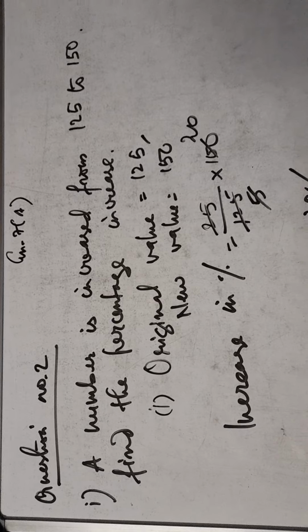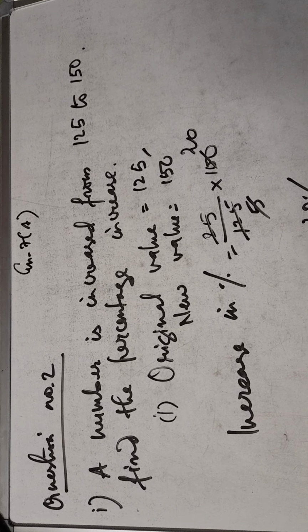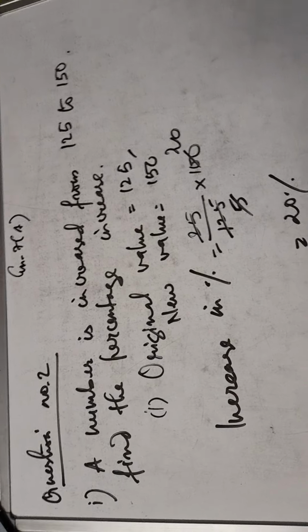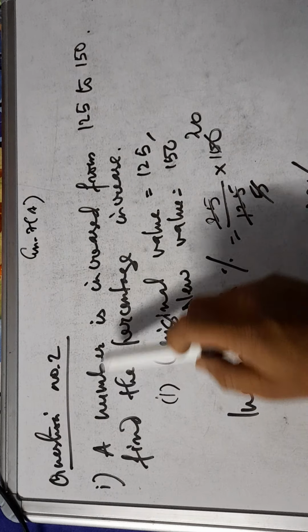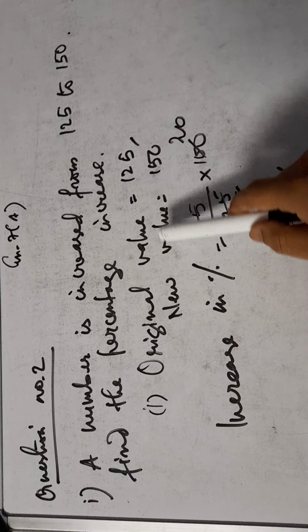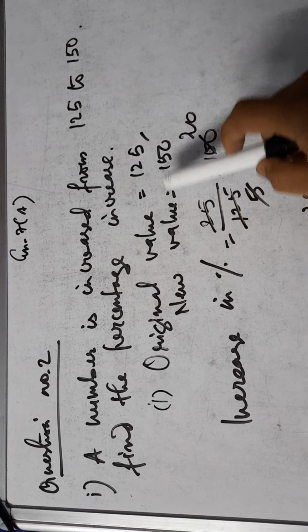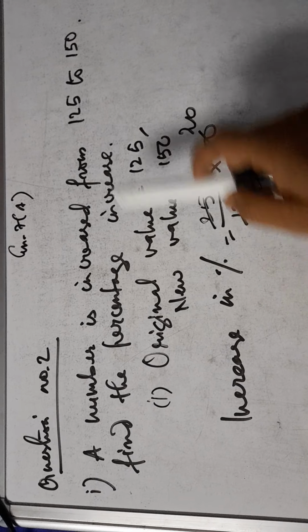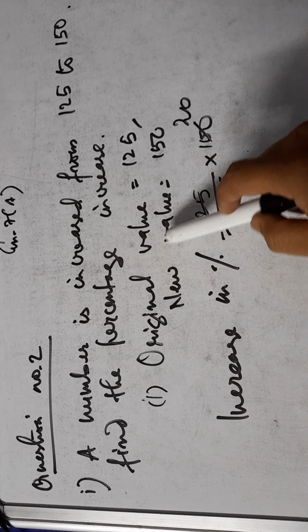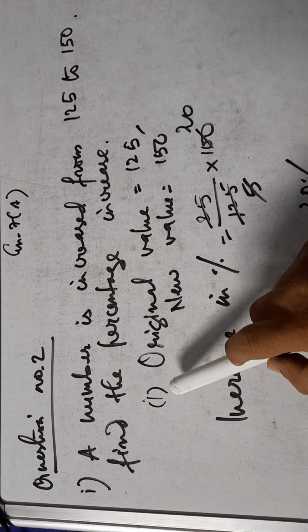Now in the next question we see that a number is increased from 125 to 150, find the percentage increase. So the original value is 125, the value from before, and we can also write it as the initial value.